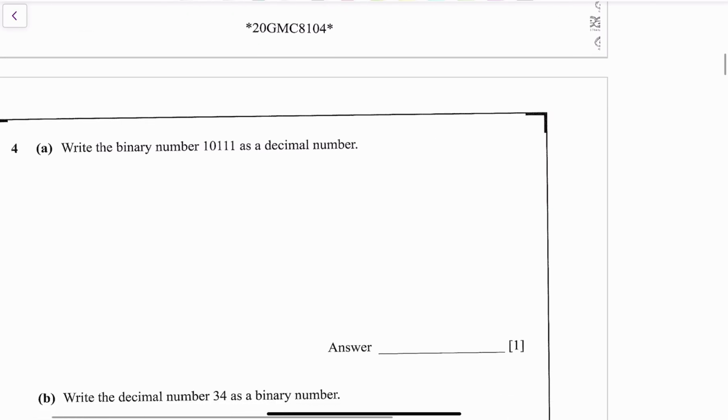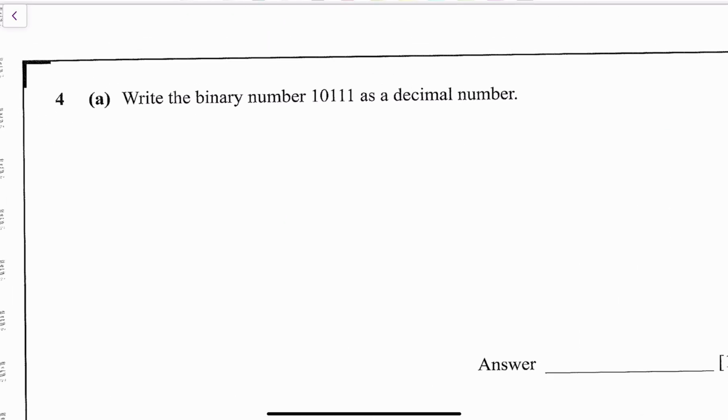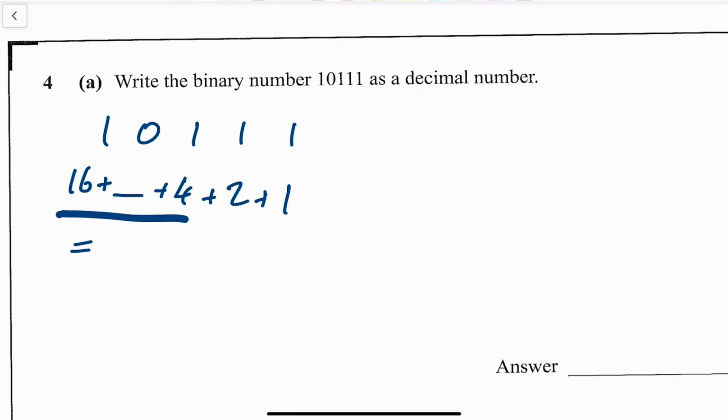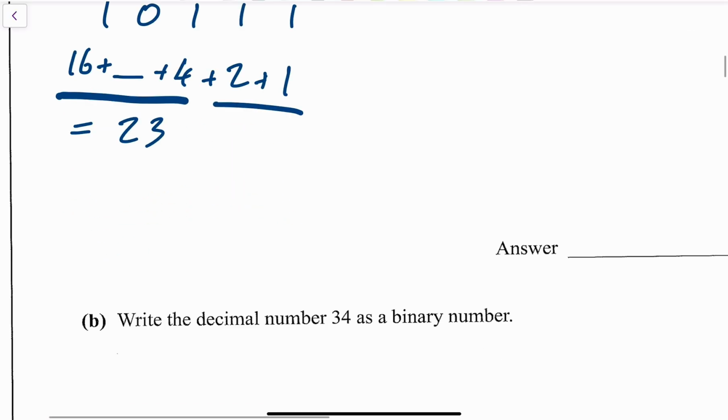Right, number 3 is a binary number one. There's lots of different ways of doing this one. I use a very simple way of doing it. There's probably quicker ways. But I just write down the number 1, 0, 1, 1, 1. And this 1 stands for 1. The next one in stands for 2. The next one in stands for 4. The next one in stands for 8, but I leave it blank. And the last one stands for 16. So we add this up. 16 plus 4 is 20. 2 plus 1 is 3. 20 plus 3 is just 23.